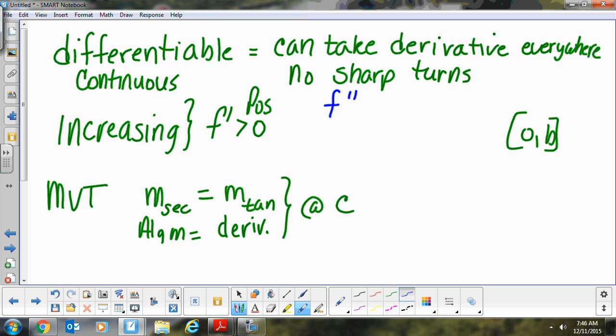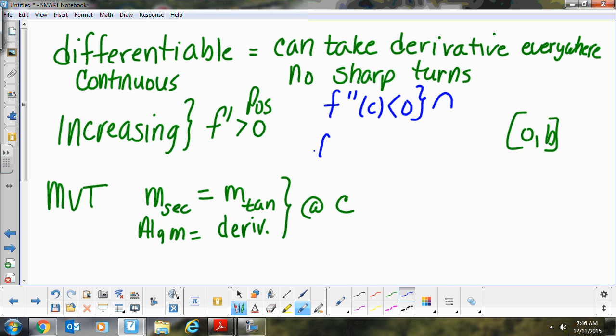All right. So f double prime of c is less than 0. What does this mean? Concave down. Anywhere in that green part, does anything guarantee concave down? It could be, right? It's a maybe. But is it a have to? No.